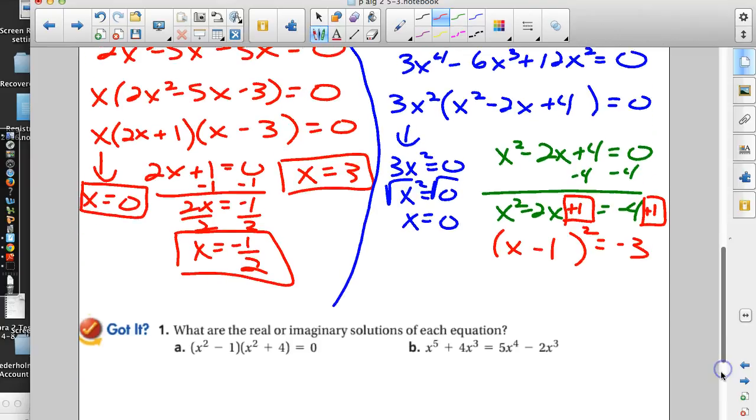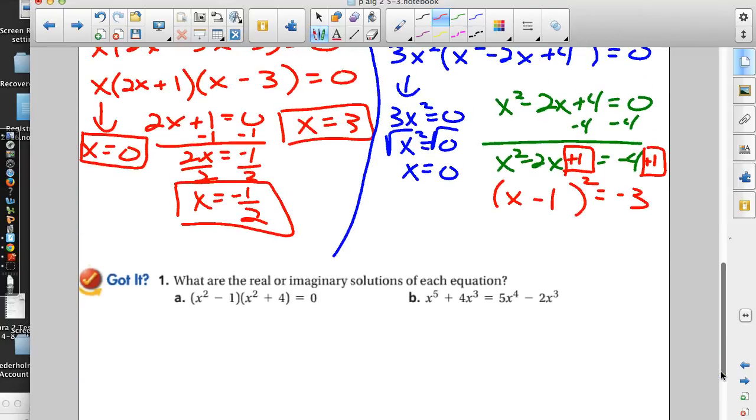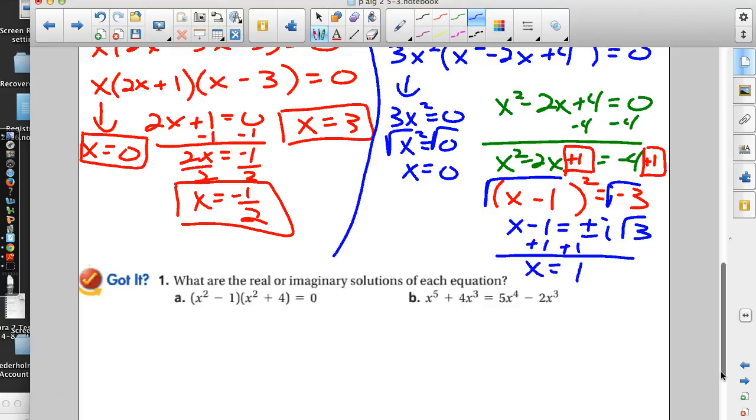All right, so this is why we couldn't factor it. This is going to be imaginary, because your next step is to take the square root of both sides. So we'll have plus or minus i square root of 3. And then we'd have to add 1 to both sides. So x equals 1 plus or minus i square root of 3. Nothing said it had to be in standard form, so there it is.